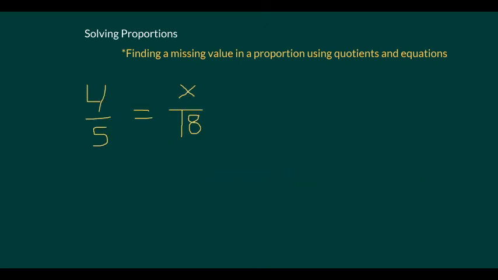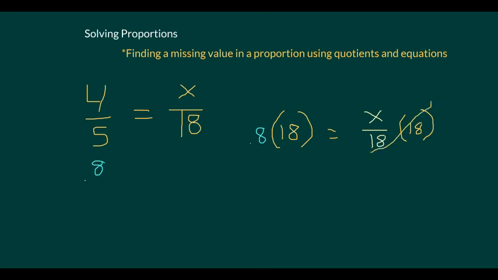So another one, 4 over 5 equals x over 18 as your proportion. So on the left you want to divide 4 divided by 5, which equals 0.8. So you want to get rid of the 18 on the right side to cancel those out. Okay, so then you want to multiply 18 by 0.8 on the other side. So the missing value for that proportion is 14.4.